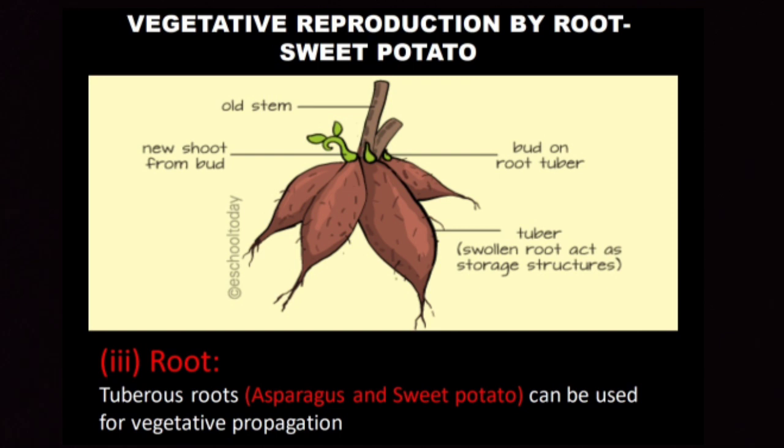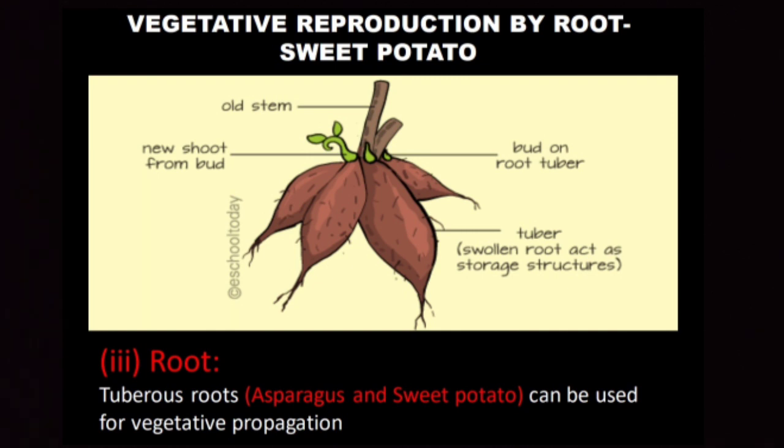Androecium. First one, androecium is the male part of a flower. It is composed of stamens. Second one, it consists of a stalk called the filament and a bag-like structure called the anther at the tip. The pollen grains are produced in the anther within the pollen sac.